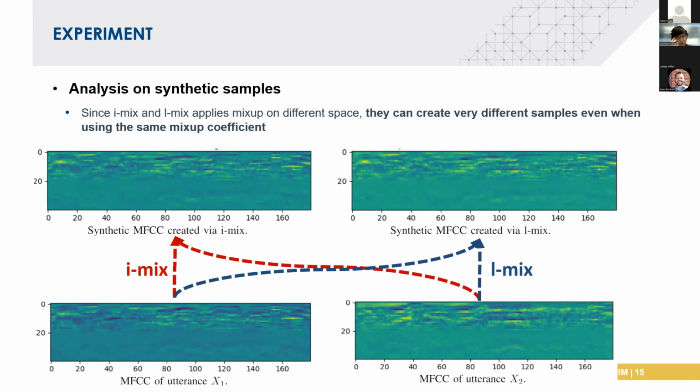In our first experiment, we analyzed the synthetic samples created from iMix and LMix. As you can see in the figure, these two synthetic samples are created using the same lambda coefficient. Since iMix and LMix apply mix-up on different spaces, they can create very different samples even if they use the same coefficient, which tells us that LMix and iMix create synthetic samples with very different behaviors.